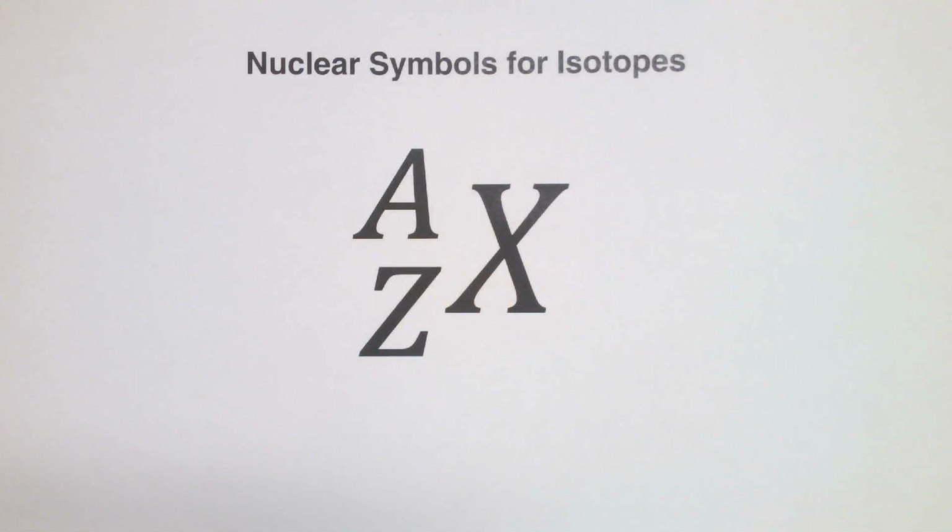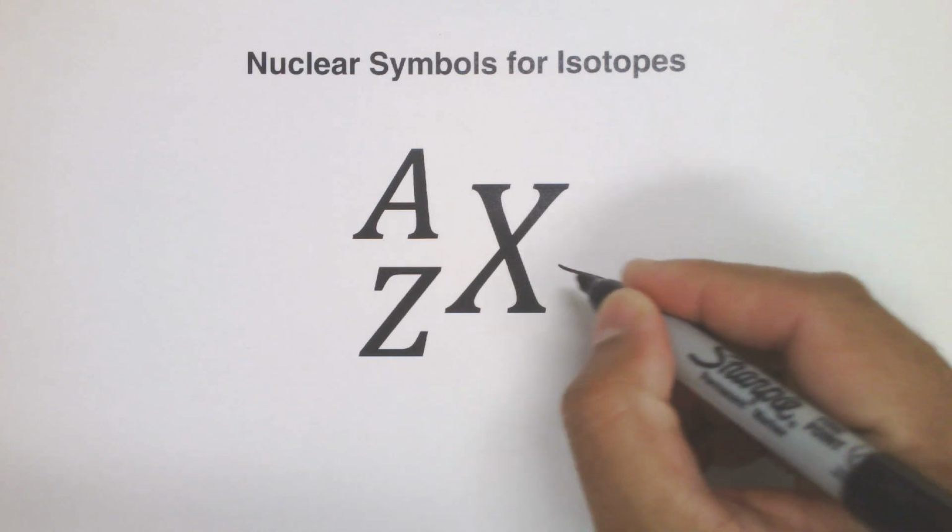I have another lecture on isotopes that I'll refer you to. Briefly, isotopes are atoms of the same element, but yet they are different. Atoms of the same element will always have the same number of protons in the nucleus, but they can have different numbers of neutrons. We can report different isotopes by using nuclear symbols.